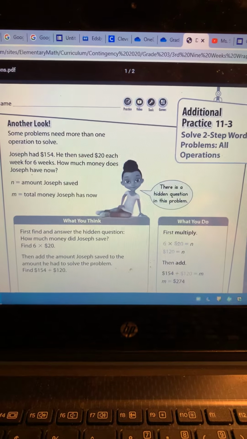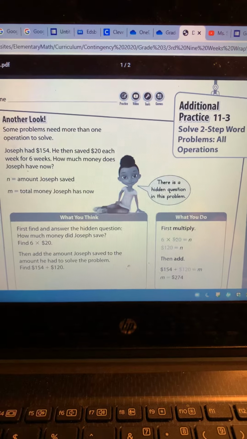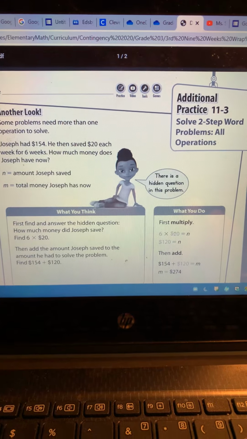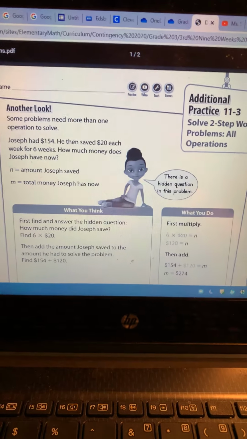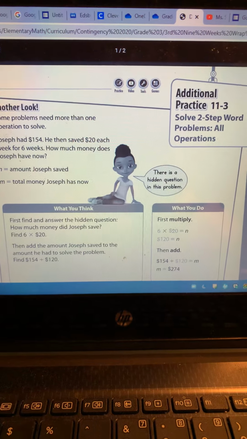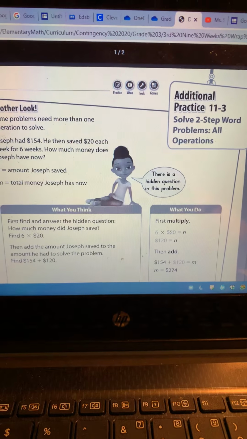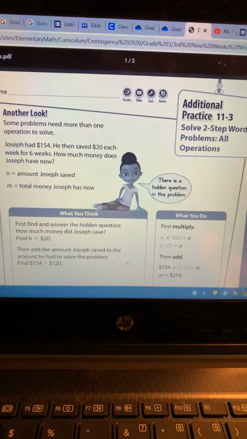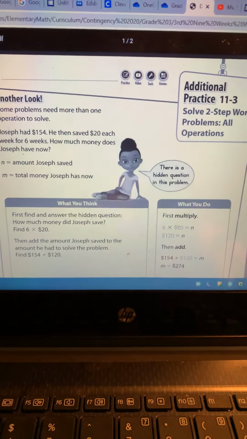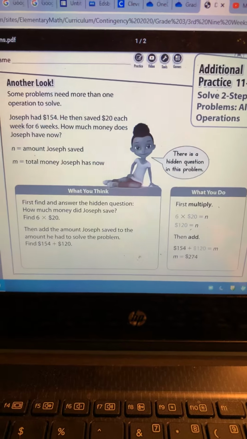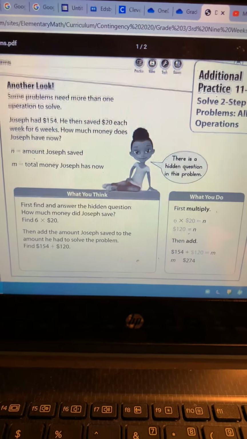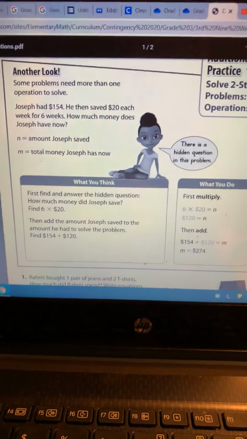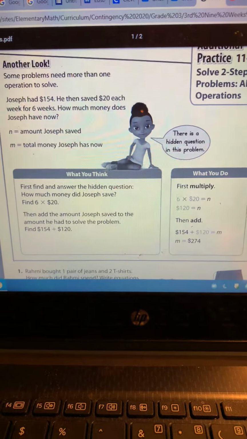Today we are going to work on additional practice 11.3, solving two-step word problems with all the operations. Remember the word operations? That means to multiply, add, subtract, divide. Those are your operations. So hopefully you have read the example and you looked at it and saw what the word is asking of you. And at this point you're going, Miss Slaughter, I'm super confused, I'm not sure.